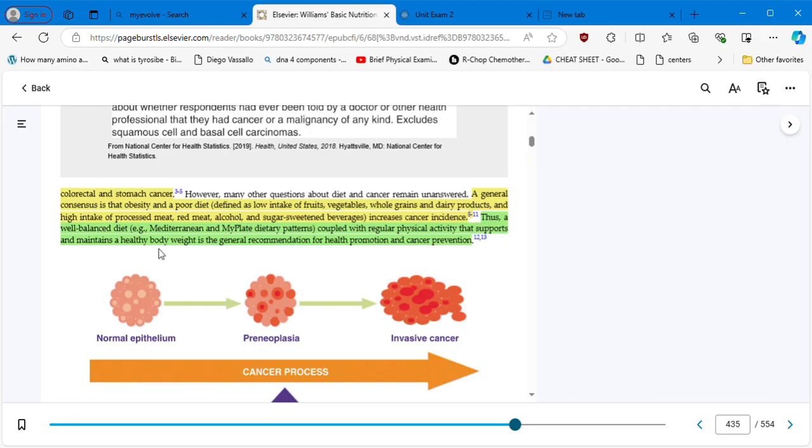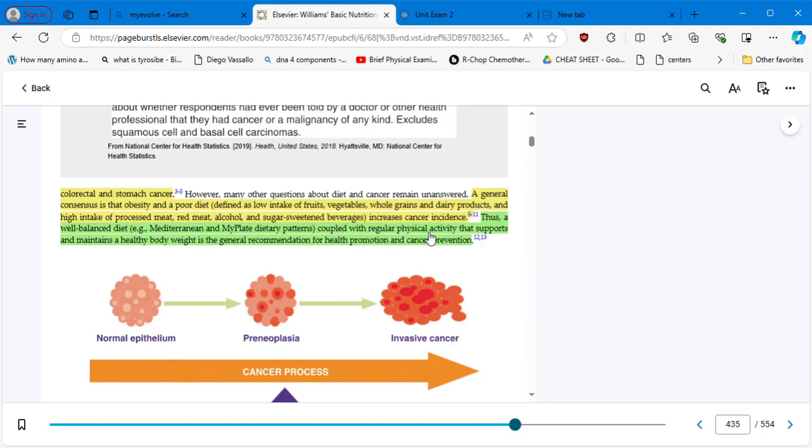That's a well-balanced Mediterranean diet, which is rich in vegetables, fruits, and fish, right? And MyPlate dietary patterns, MyPlate, right? You should be familiarized with MyPlate. Half of the plate is going to include greens and vegetables, a quarter is going to be your protein, and the other quarter is going to be your carbohydrate portion, which is similar to one fist, right?